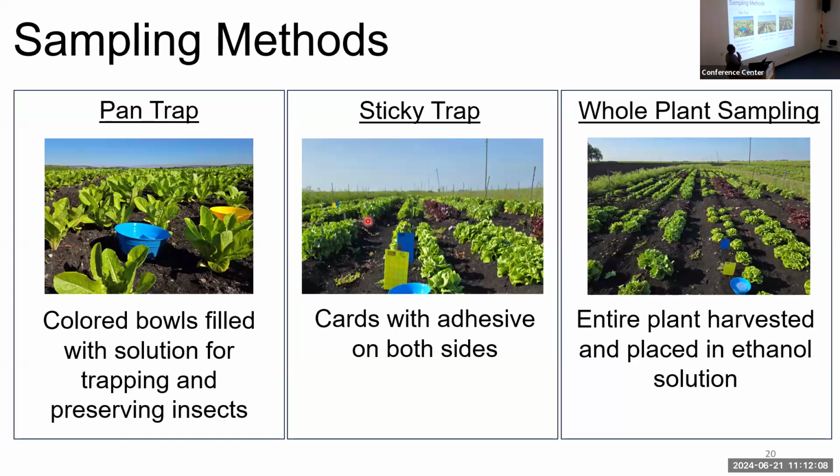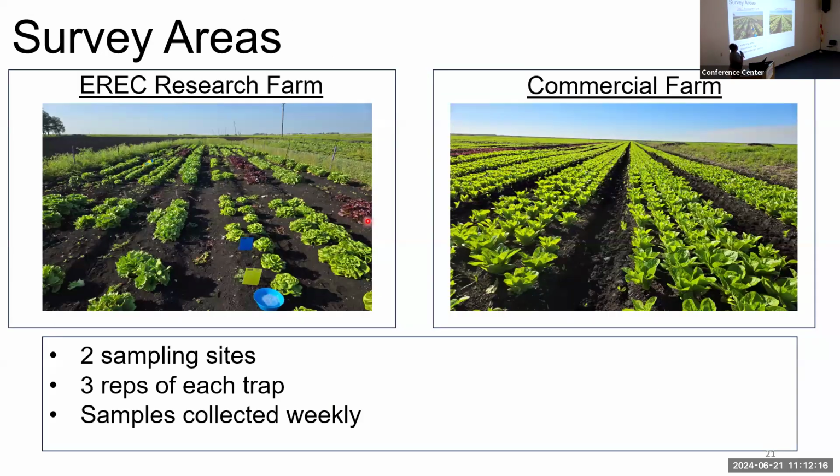For the pan traps and sticky traps, we used blue and yellow varieties because these were shown to be effective in attracting thrips. We had 2 survey areas. The first was on the EREC research farm. The second was on a commercial farm. For each survey method, we had 3 reps of each trap, and the samples were weekly.